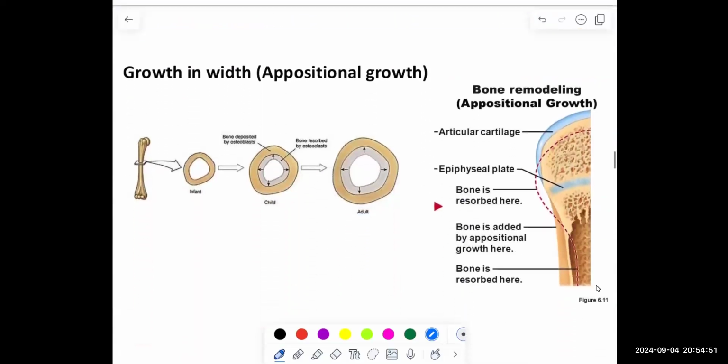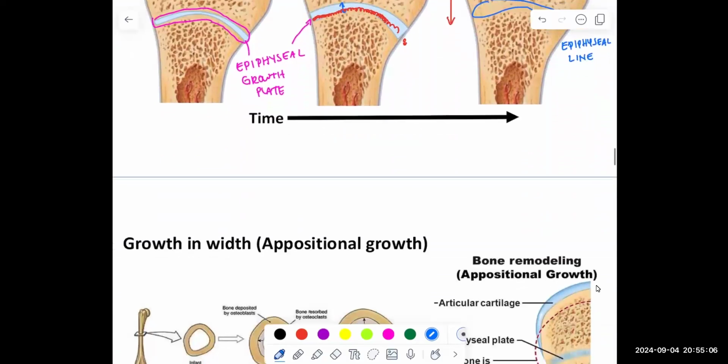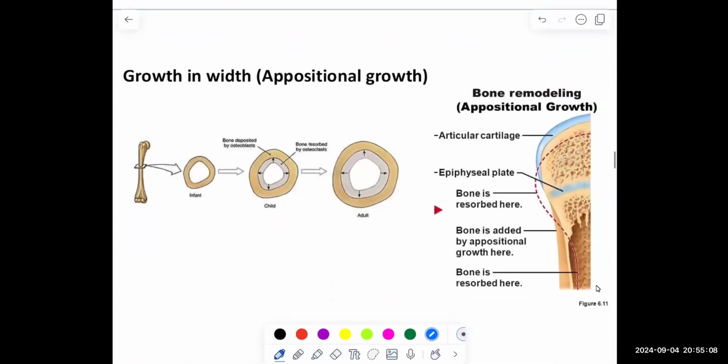Growth in width. Oh, I'm sorry. This is interstitial growth in length. This is showing interstitial growth, growing in length. Growth in width is appositional growth. Why? Because you have to do apoptosis. That means you have to kill a lot of bone in order to grow wider.